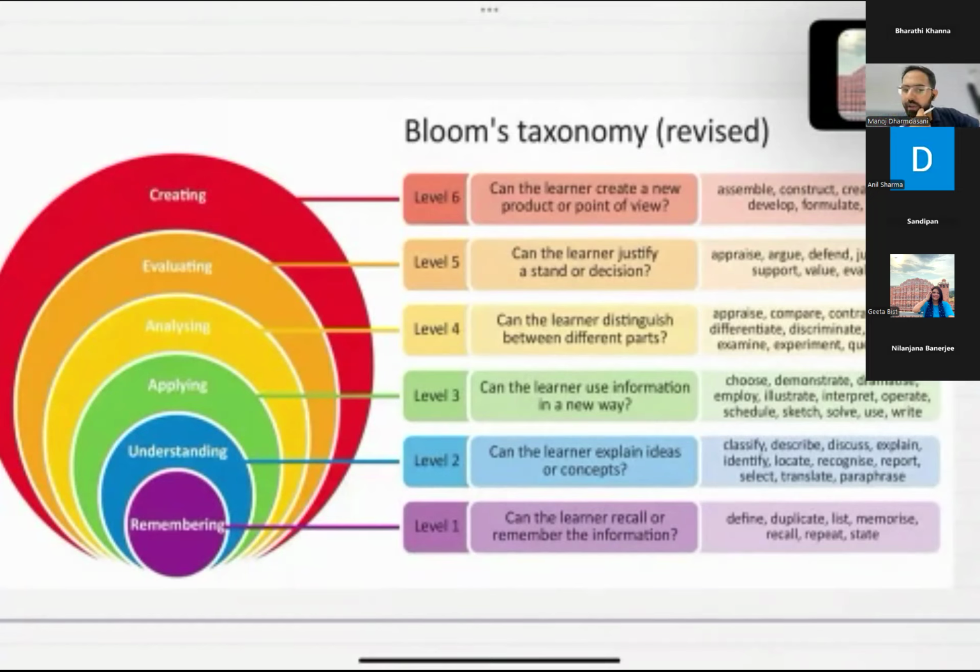Then we come to the third level, that is, can the learner use the information in a new way? This is the applying category, which can come through a picture-based question, a case-based question, or a source-based question, in which we ask them to give their opinion, comment, solve this particular problem, or put their own idea of how this situation will be in that particular zone. So this is the third level, applying, where they have to use their aptitude.